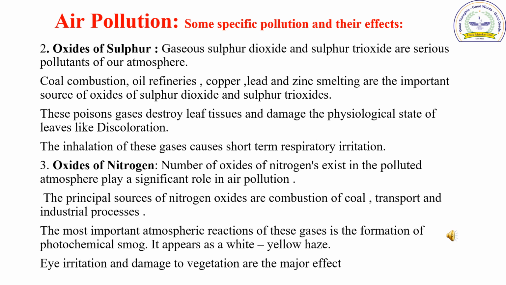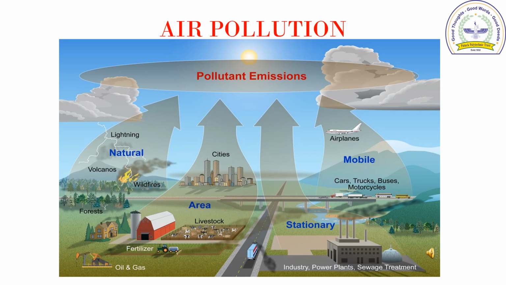Now let us understand oxides of nitrogen. A number of oxides of nitrogen exist in the polluted atmosphere and play a significant role in air pollution. The principal sources of nitrogen oxides are combustion of coal, transport, and industrial processes. The most important atmospheric reaction of these gases is the formation of photochemical smoke. It appears as a white-yellow haze. Eye irritation and damage to vegetation are the major effects. Now here you can see the image of air pollution.